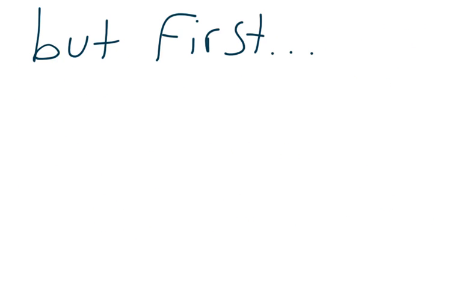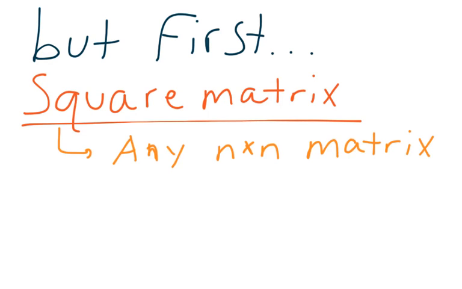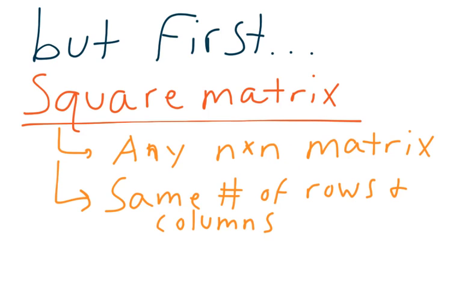But first, of course, we need to define some vocabulary. So what I've got here, one word to define is this. A square matrix. So any matrix that is n by n. What I mean by that is same rows, same columns. So square matrices have the same number of rows and columns.